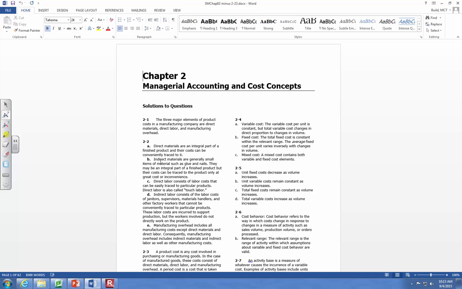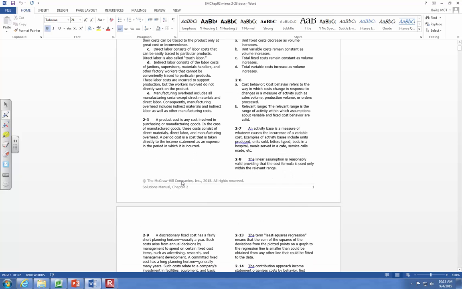Material. Direct material. How are direct materials different from indirect materials, Jordan? Direct materials are traceable, easily traceable. Good. And indirect are not easily. That's precisely it. Direct materials are easily traceable. One hard drive, one PC. What's an example of an indirect material? Anybody for a PC? Solder. Great. Okay.